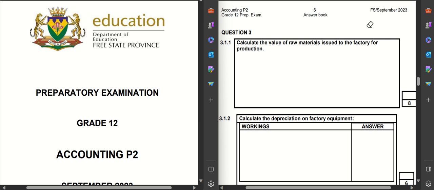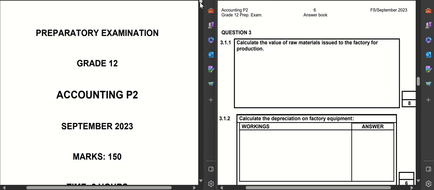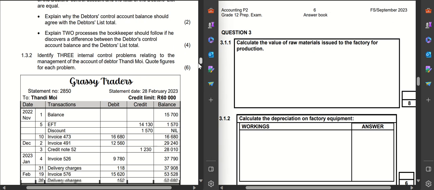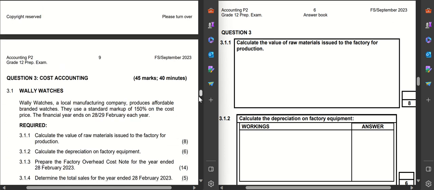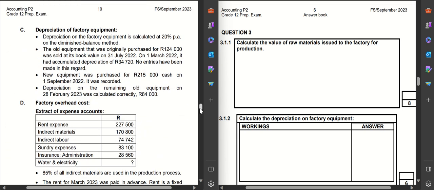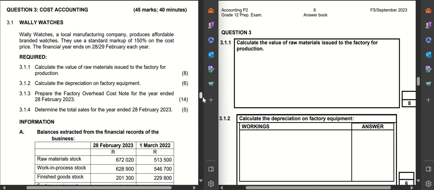Today we are looking at cost accounting, and to begin we're going to start at the Free State paper for the year 2023. So we're going to quickly go to question number 3. That is where we find our cost accounting question. I'm not going to do the entire thing, I'm just going to be focusing on certain adjustments. All right, so let's begin.